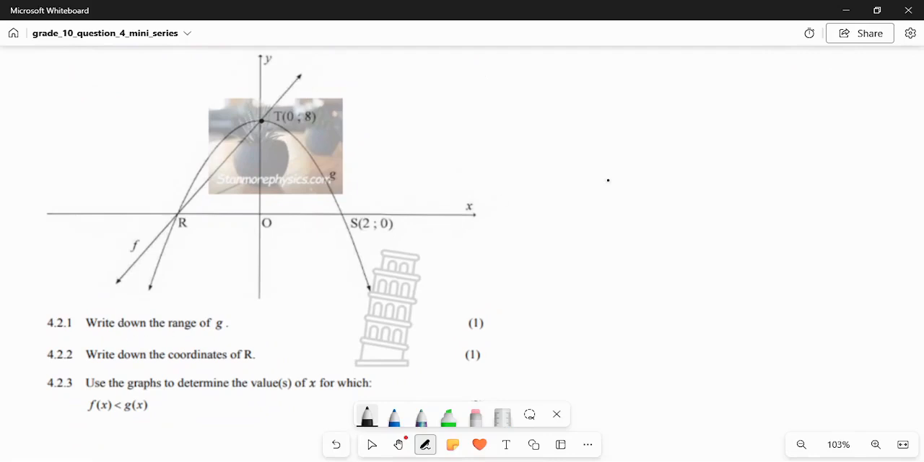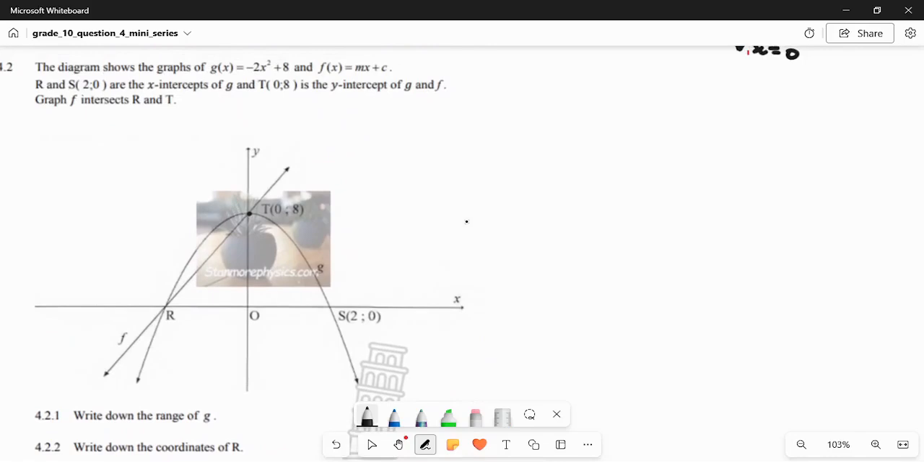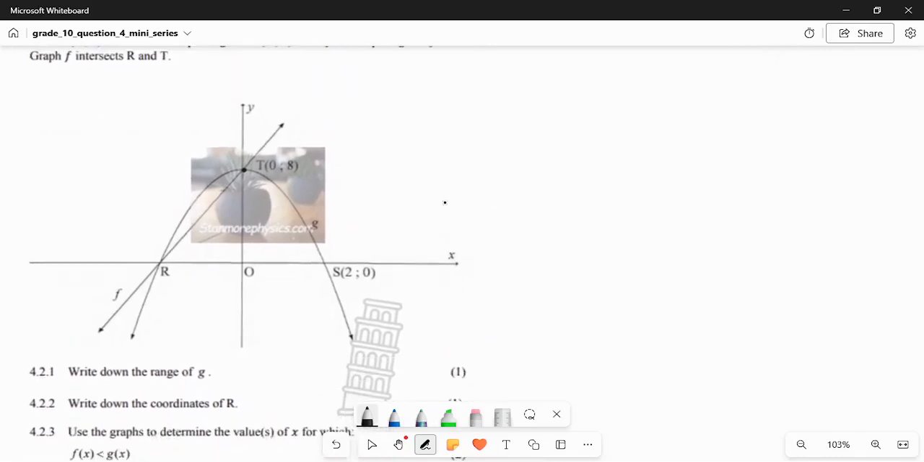First question: write down the range of g, being our parabola. So where is our function g defined for our y values? Notice that g is defined starting from the turning point, moving downwards up until negative infinity. Therefore, the y values of g are such that y is less than or equal to 8. In interval notation, from negative infinity up to 8, with 8 included.